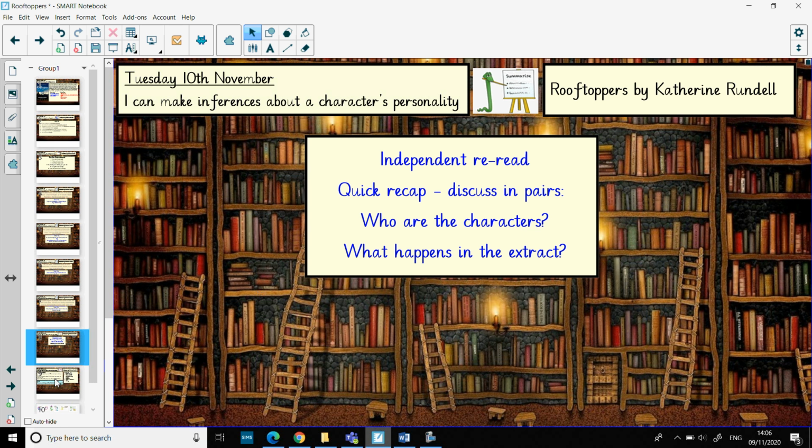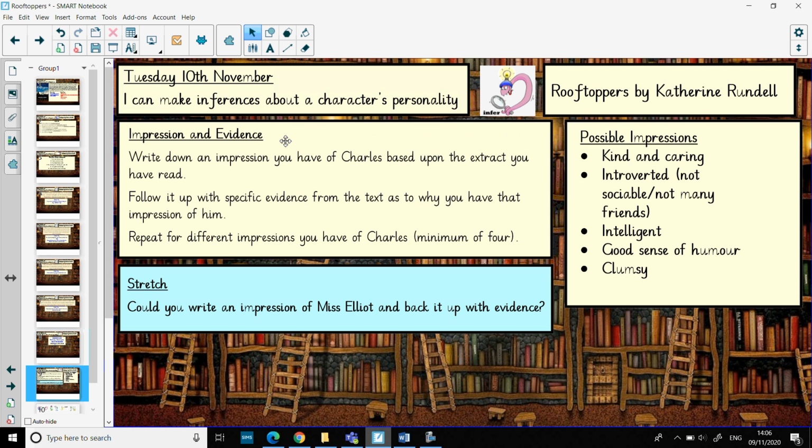Now, today's task is to make inferences about a character's personality. Now, this is something we've done before on other extracts in the past. So what I'd like you to do is the task here. It says impression and evidence. So you need to write down an impression you have of Charles based on the extract you have read. And then you need to follow it up with specific evidence from the text as to why you have that impression of him. And I'd like you to repeat for different impressions you have of Charles. So I want sort of 4 minimum impressions of Charles, really.